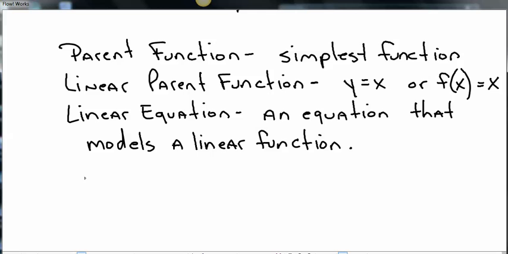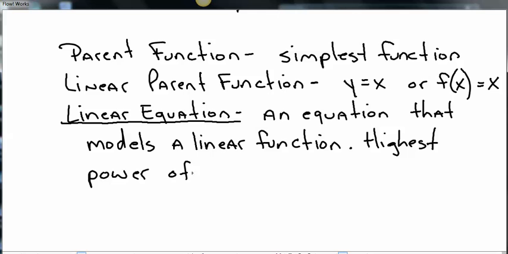Okay? So linear equation, highest power of x is 1. The x in the equation has to be to the first power, no higher. Anything x squared, anything x to the third, it's not linear anymore.